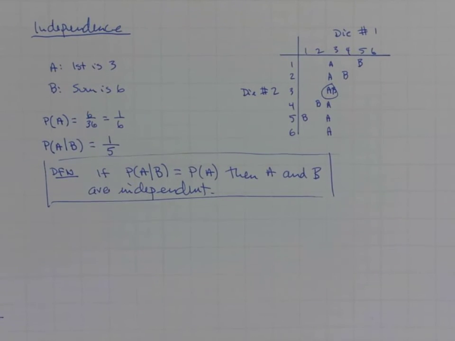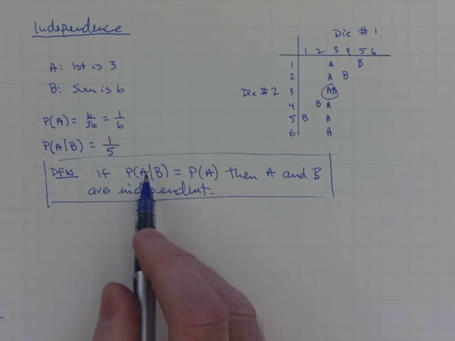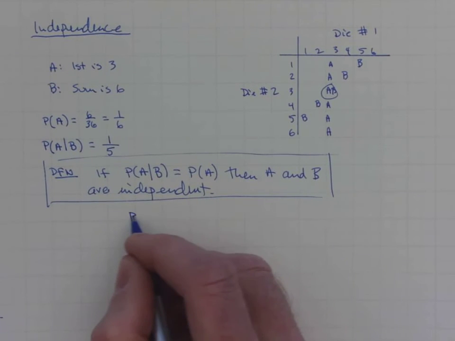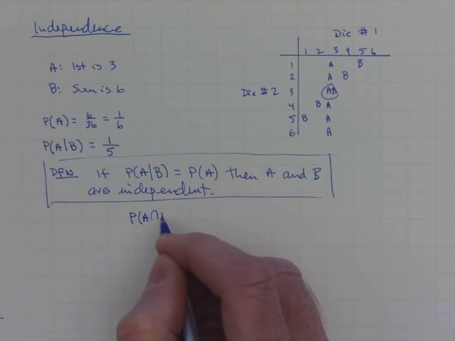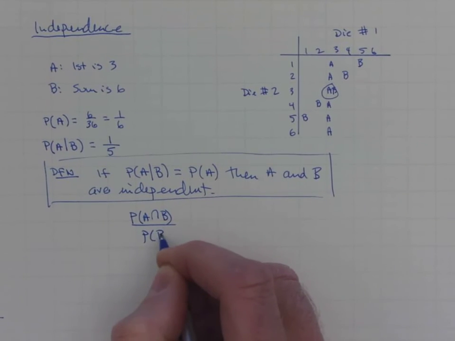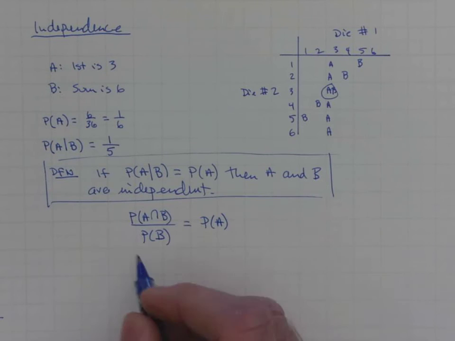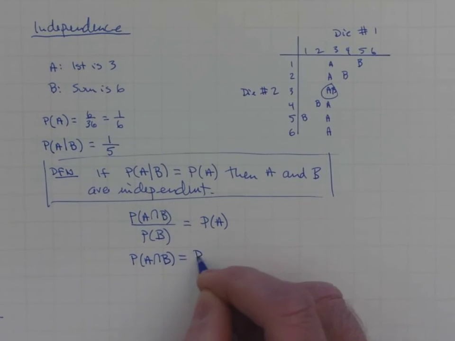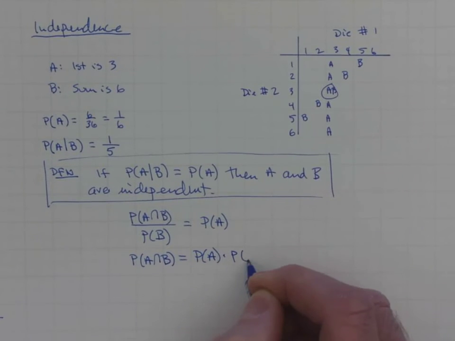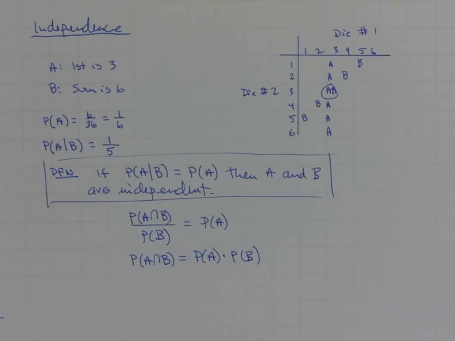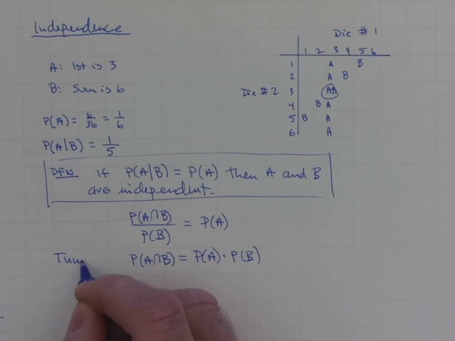You can rearrange this condition algebraically by making use of some things that we know. The probability of A given B is the probability of A intersect B divided by the probability of B. And what we're saying is that would have to be equal to the probability of A. Now if I just multiply through here, this says that the probability of A intersect B is equal to the probability of A times the probability of B. And so this is a separate condition that you can use to check whether two events A and B are independent.